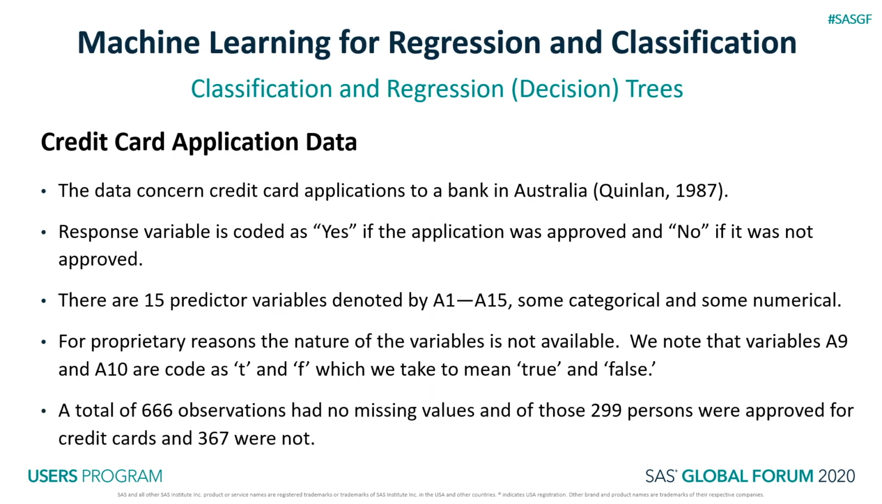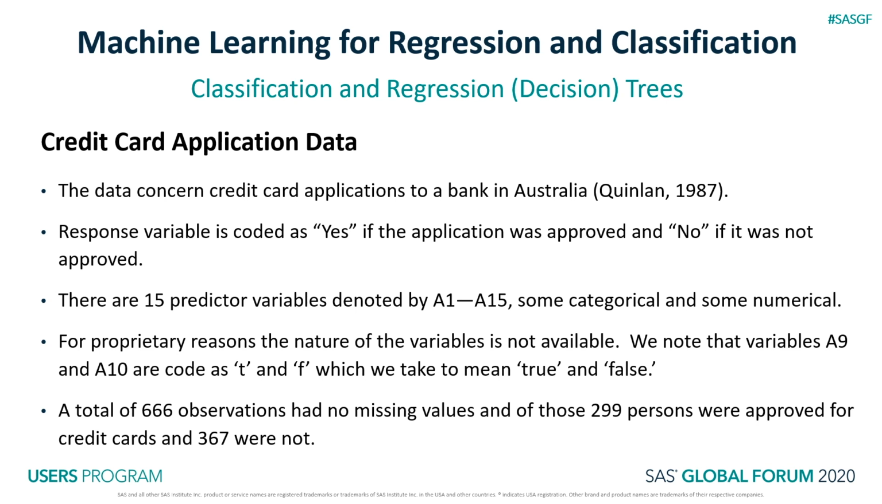So to illustrate the efficacy of trees over other methods, I want to start with an example about credit card application data. They concern credit card applications to a bank in Australia, and the data were first published by Quinlan in 1987. The response variable is coded as yes if the application for the credit card was approved, and no if it was not. There are 15 predictor variables, which are denoted by A1 through A15. Some of those are categorical and some are numerical. For proprietary reasons, the nature of the variables is not available to us.